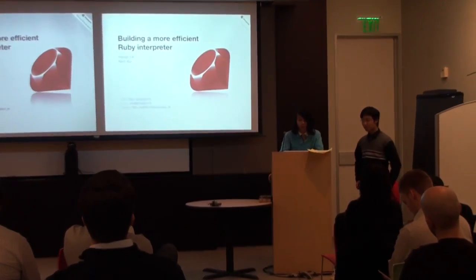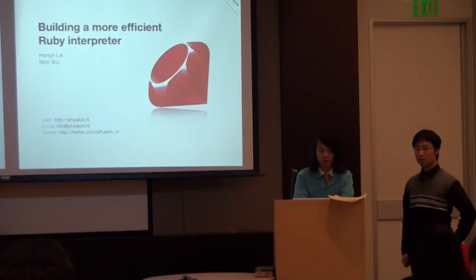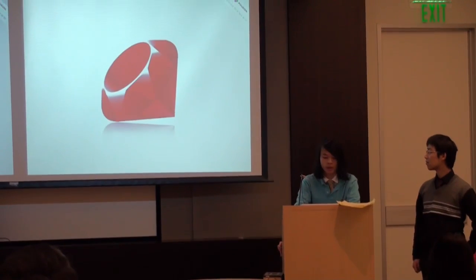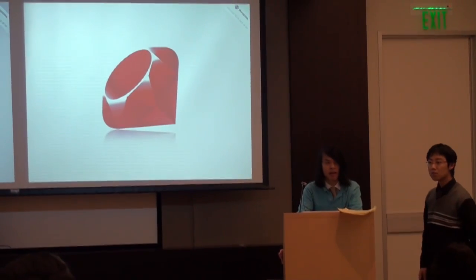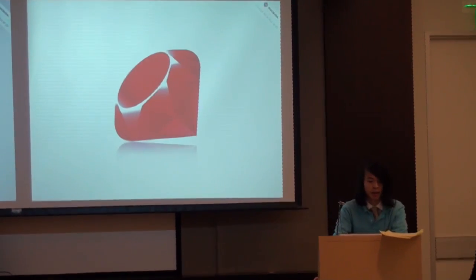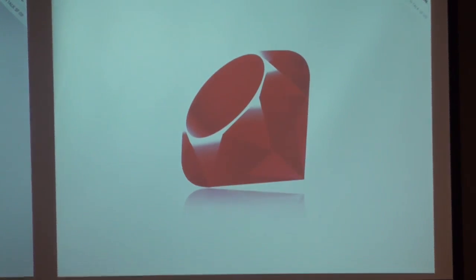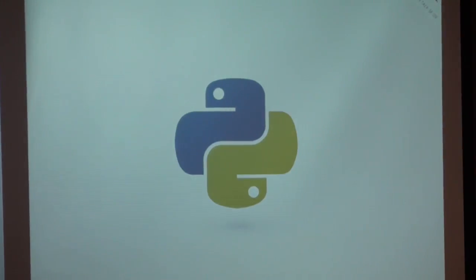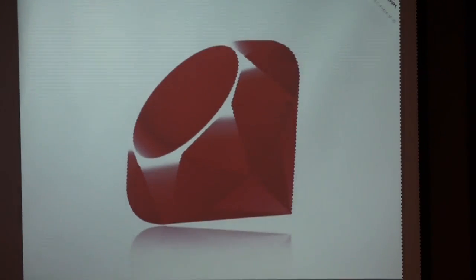I myself am Ninh. But before we talk about building a more efficient Ruby interpreter, it might be interesting to talk a little bit about Ruby itself. For those who are not familiar with Ruby, it's a dynamic language. It's actually highly dynamic. It's strongly typed. You have closures and other features like that as well. It resembles Python somewhat, you could say, and it's still a growing language.